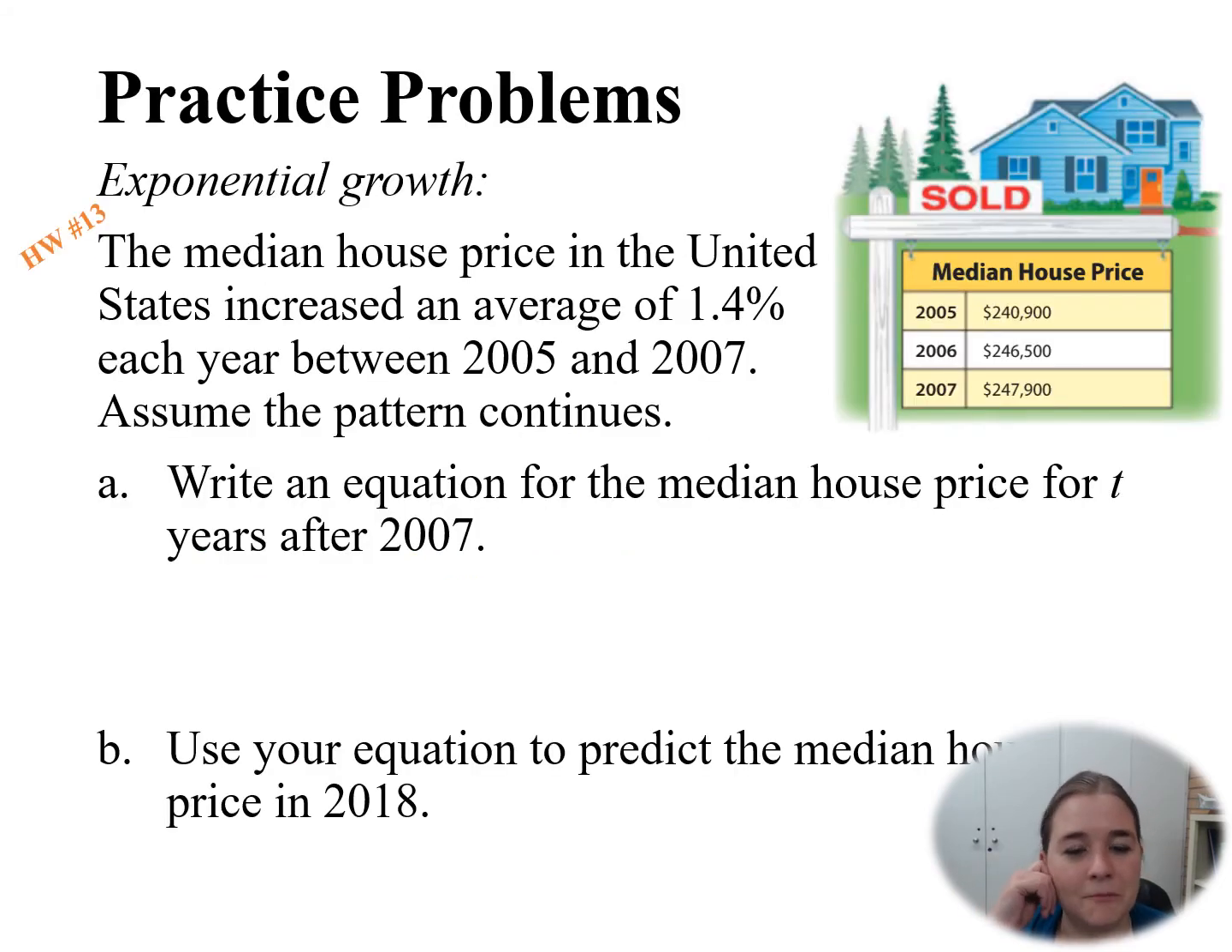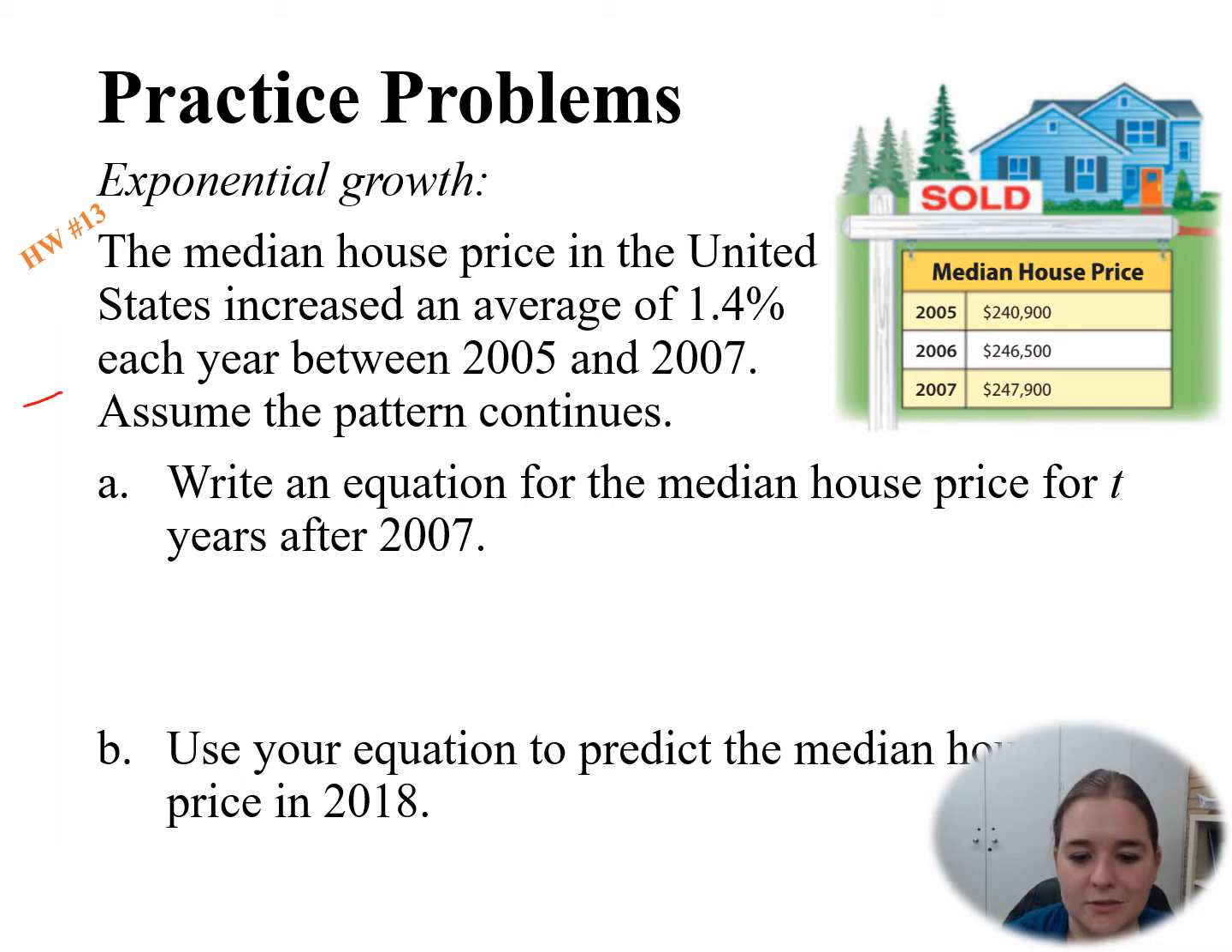Our first practice problem is one of your 6 homework problems tonight, so I'm going to get you started on it. The median house price in the United States increased an average of 1.4% each year between 2005 and 2007. Assume the pattern continues. A little side note here: things like this, the pattern wouldn't necessarily continue. If you think about the recession in 2008 or the pandemic, anything like that can affect it.